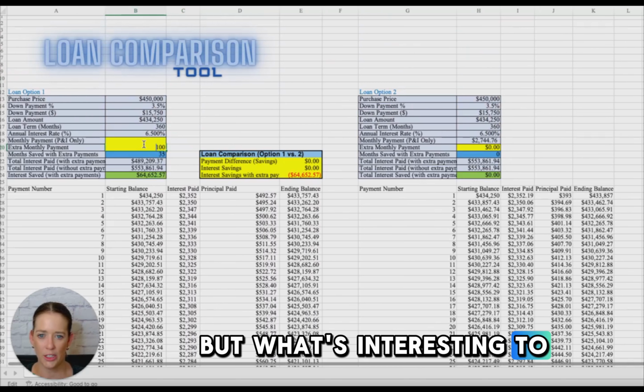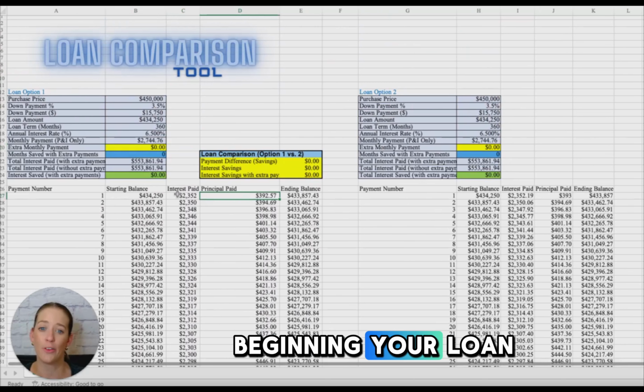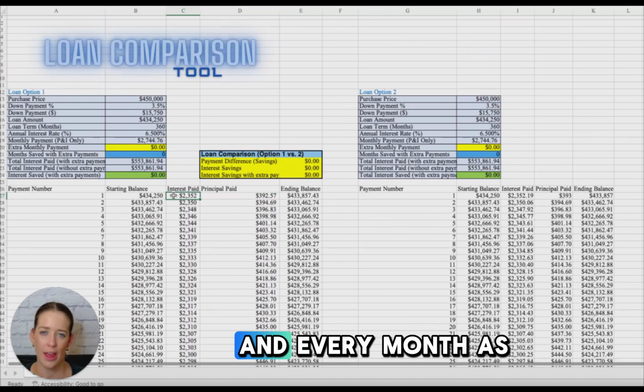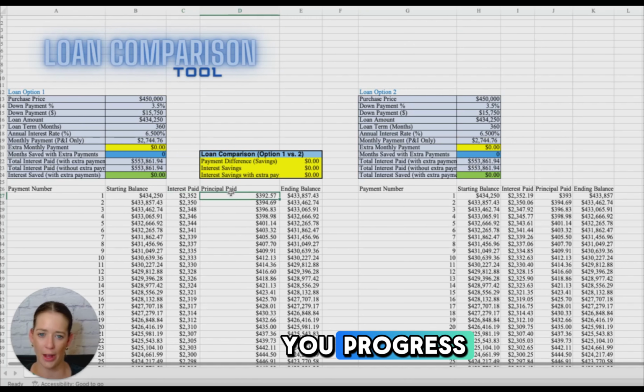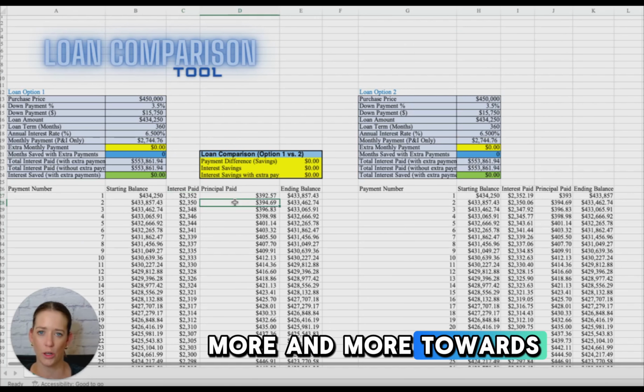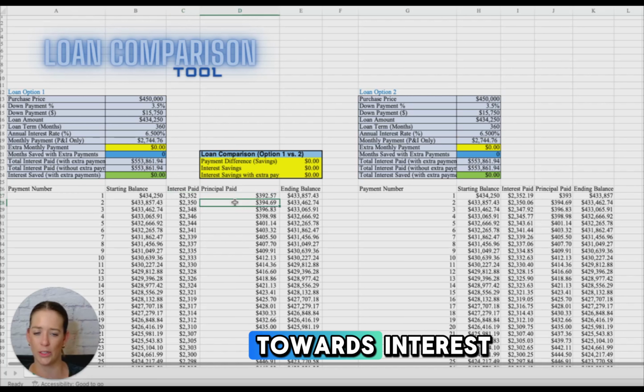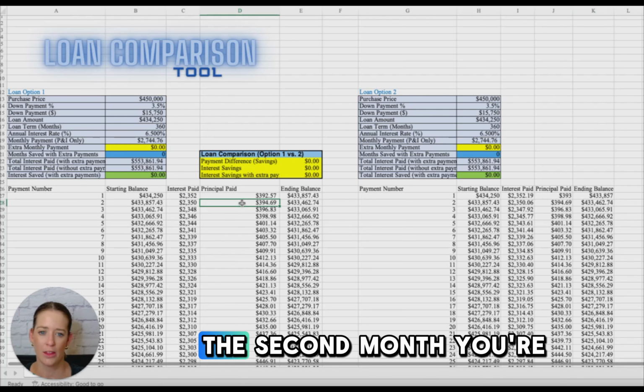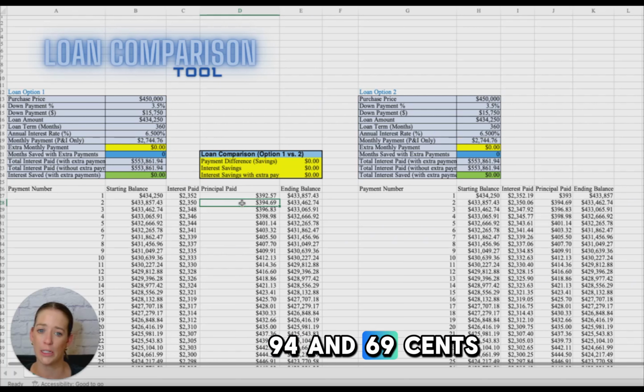But what's interesting to note for mortgage payments, beginning of your loan, you're going to be paying more towards your interest than you do towards your principal. And every month as you progress, you're going to be paying more and more towards your principal and less towards interest. So here, your first month, you pay $392.57. The second month, you're going to be paying $394.69.